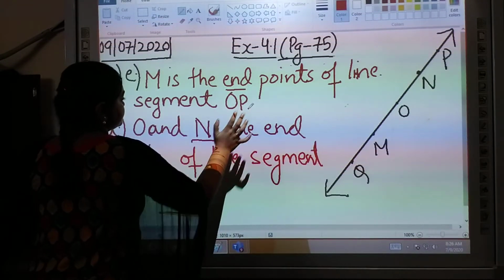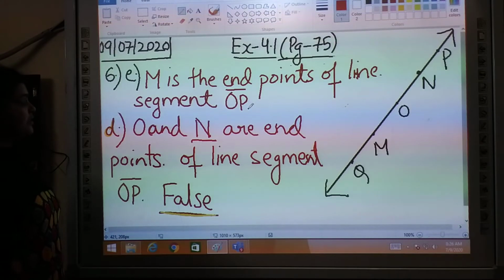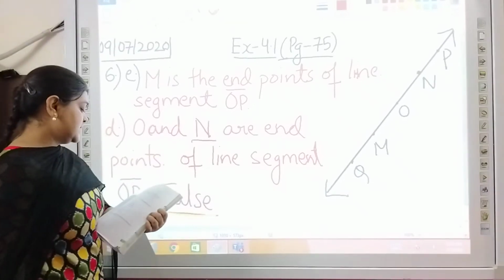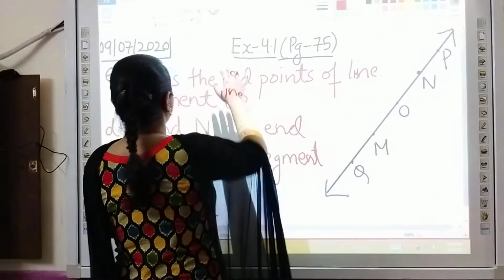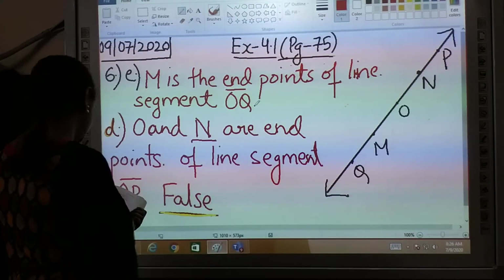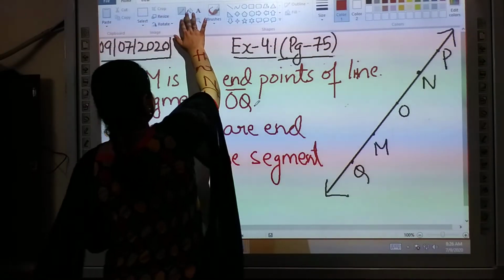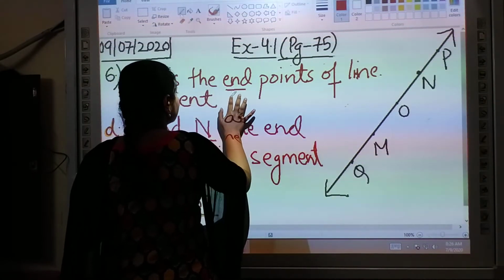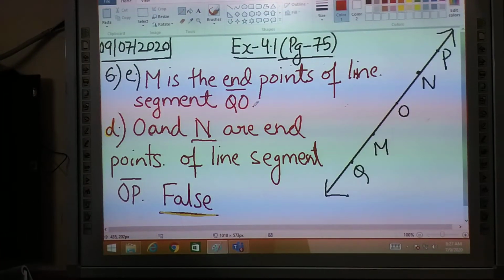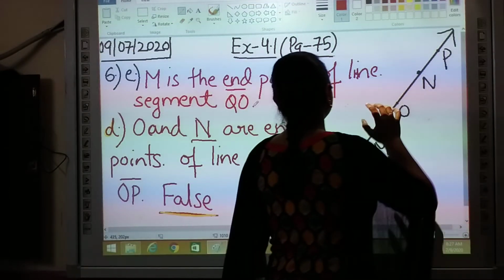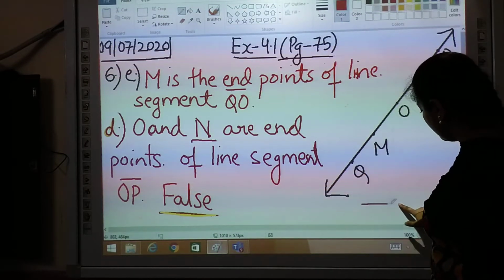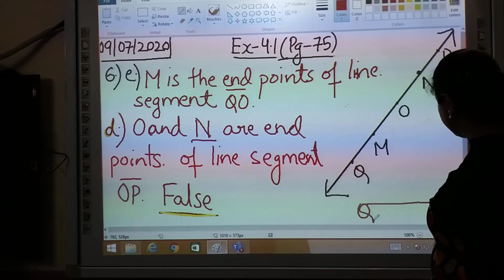OP. Clear? So in part E we have to answer whether M is the end point of line segment OQ. Sorry, the line segment is OQ. Yes, Q you can say. So is M the end point of line segment OQ? First we will see the line segment OQ. O and Q. This is point Q, and this is point O. So let's just take it down so that it can be more clear to us.